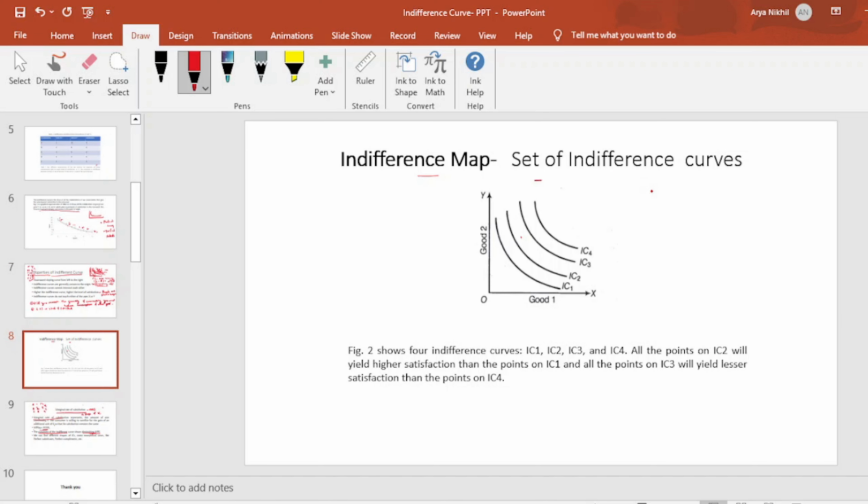This figure represents an indifferent map, which is a set of indifferent curves or a group of indifferent curves. This figure expresses two indifferent curves, IC1 and IC2.